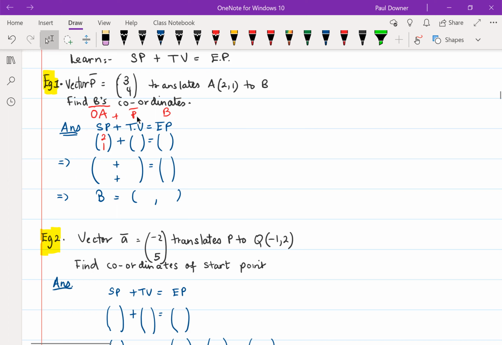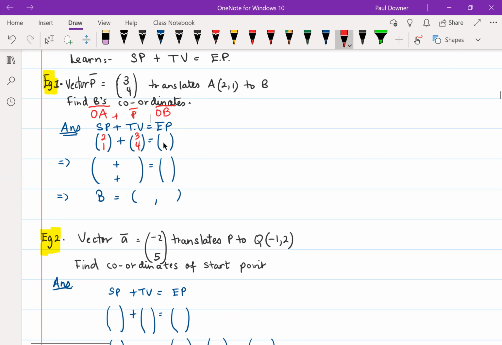Let's see what else we have. We have the translation vector P, which is (3, 4). So we're going to write that in, and we're going to end up with a position vector for B. We wouldn't get a point right away. We'll get a position vector for B, which is known as OB. That's what is going to give us our answer here.